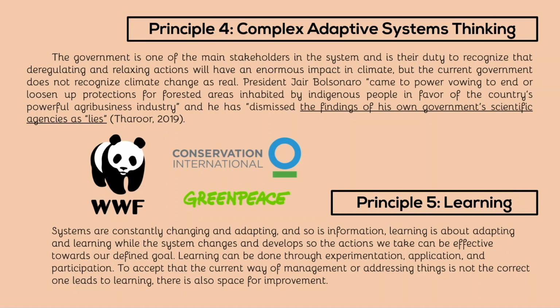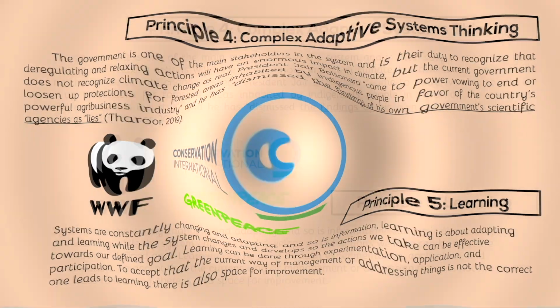President Jair Bolsonaro came to power vowing to end or loosen up protections for forested areas inhabited by indigenous people in favor of the country's powerful agribusiness industry, and he has dismissed the findings of its own government scientific agencies as lies. Principle number 5. Learning. Learning is adapting and understanding while the system is changing. As we can see from the previous quote, the government is dismissing the learning of the system, and their activities need to change depending on how the other elements are behaving.